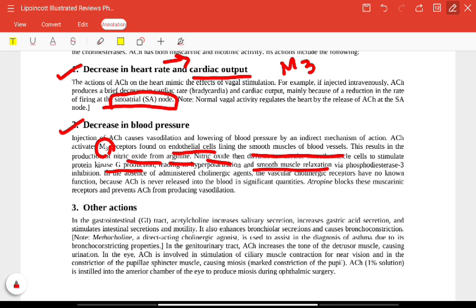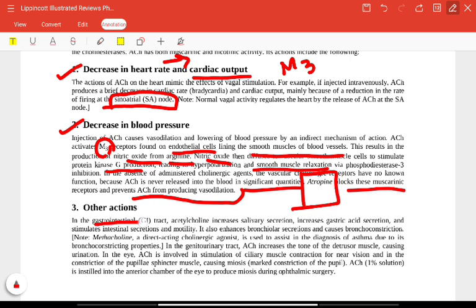In the absence of cholinergic agents, the vascular receptors have no known function because acetylcholine is never released into the blood in significant quantities. Atropine blocks these muscarinic receptors and prevents acetylcholine from producing vasodilation.